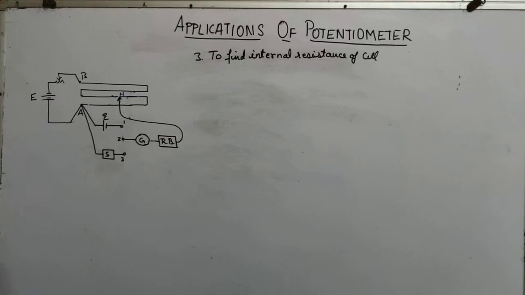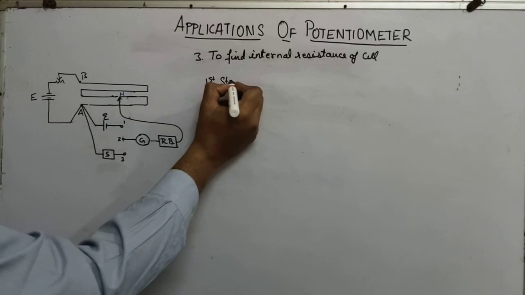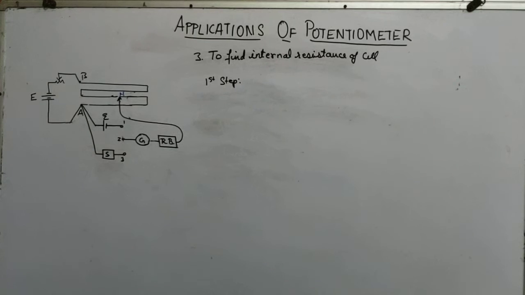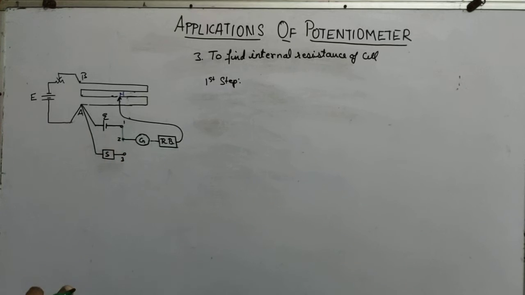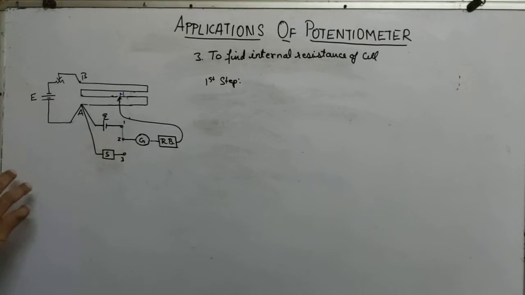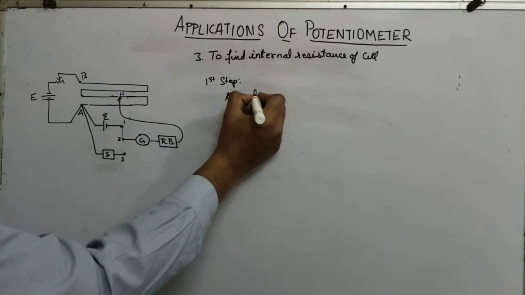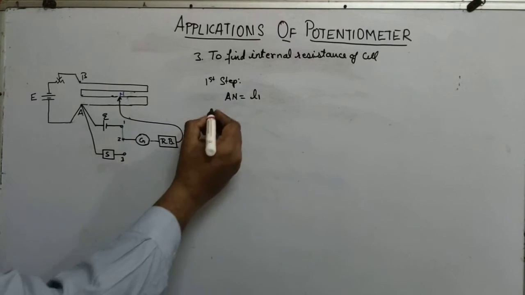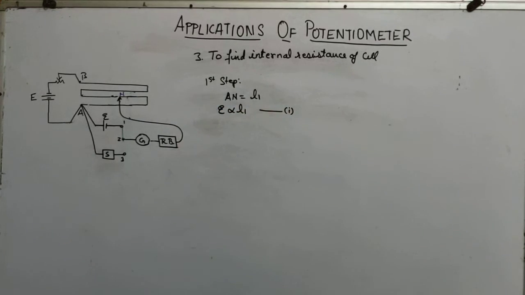Now, our circuit is ready. The first step is we will connect the terminals 1 with 2. We will not connect the S over here. We will simply connect the terminals 1 and 2. That means now the cell is in the picture and this small resistance box S is out of the picture. Say over here we get the null point at N such that AN equals L1. So I can write that E is directly proportional to L1. Say this is expression 1.